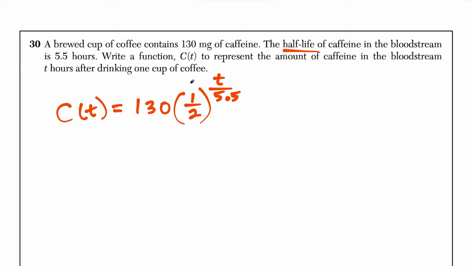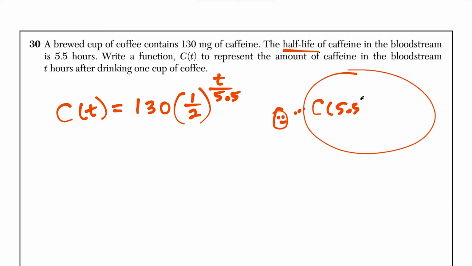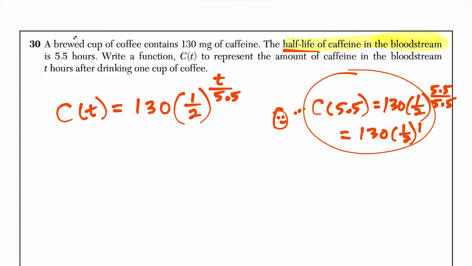Now, the kind of math that I do in my head is I say, okay, if 5.5 hours goes by, so something like 5.5, if I plug that in, so C of 5.5, that would give us 130 times 1/2. And if I do 5.5 over 5.5, that's equal to 1. And what that tells us is to take 130 and multiply it by 1/2 exactly once. Okay, which makes sense. If 5.5 hours goes by, we have half the amount of caffeine that we started with based on the info they gave us here. Okay, so this is how I know that this is checking out.